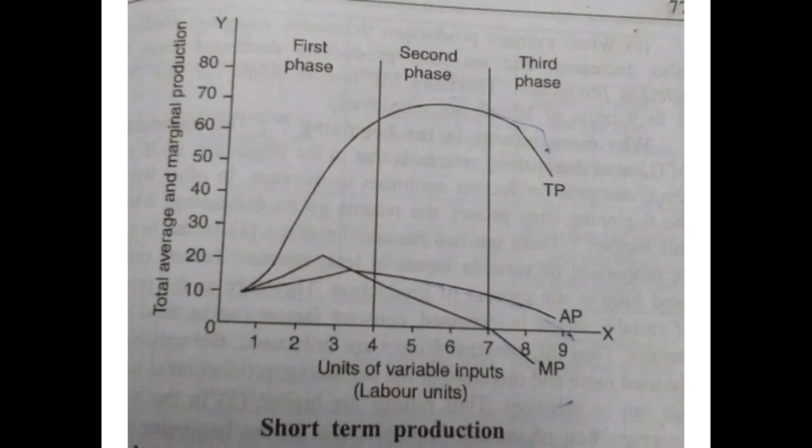Now what is the usefulness of the law, meaning the importance of the law? The production function showing production during the three phases is useful for firms in taking decisions regarding the quantity of production. As we know, we are doing all this because we want to know what quantity we actually need to produce so that we can achieve maximum returns.